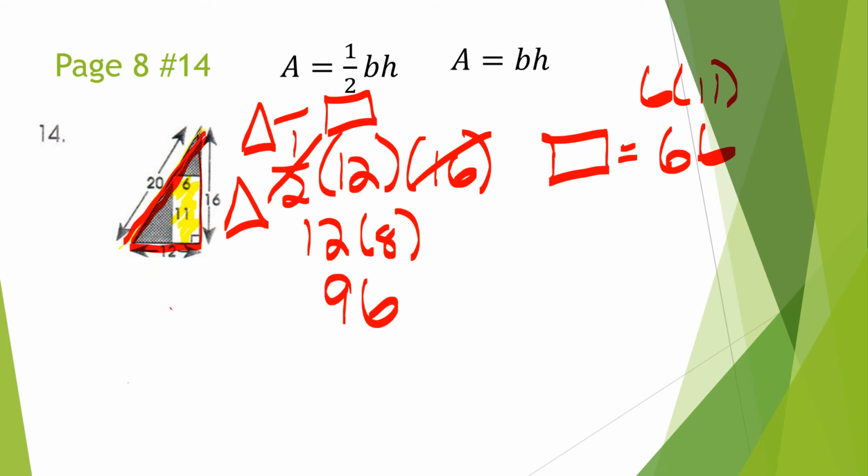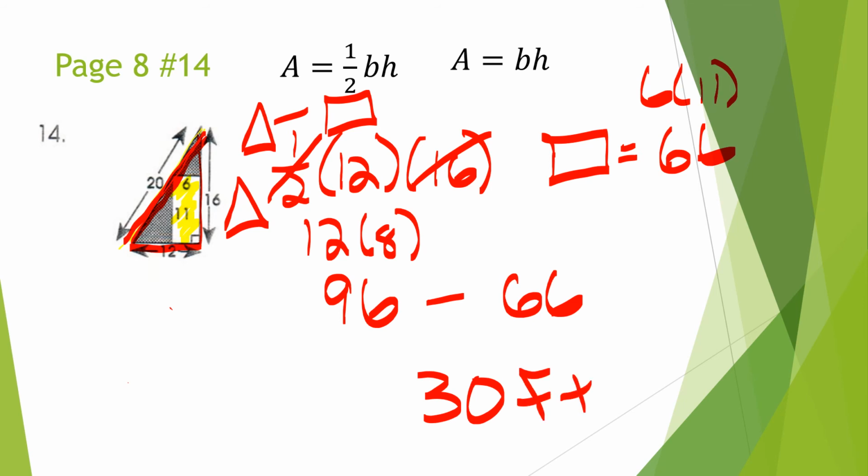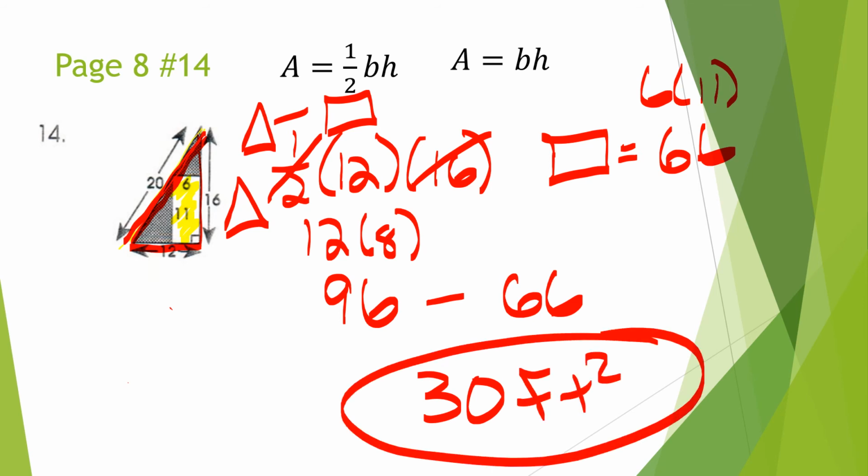All right, so it's going to be 96 minus the 66. So my answer is going to be 30 square feet. Next.